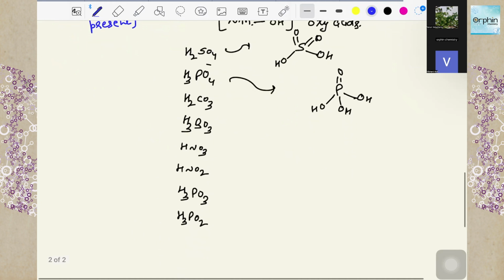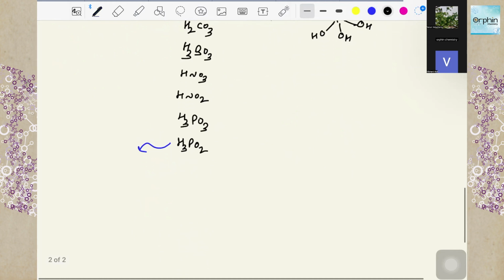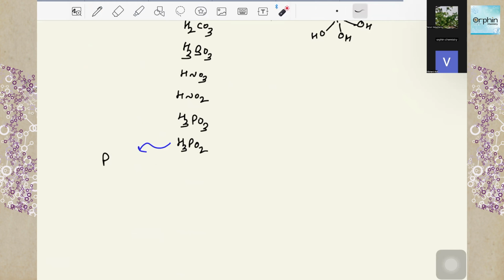For example, let us just try this one here. H3PO2. When we are drawing the structure of this one, so central atom is phosphorus. So whenever you are drawing oxyacid of phosphorus, first you make P double bond O. Otherwise, you are seeing 3 hydrogen, 2 oxygen, so you'll be making 2 OH bonds. That will be a wrong structure. I'll be telling you the reason later. But in the case of phosphorus, you have to make P double bond O.